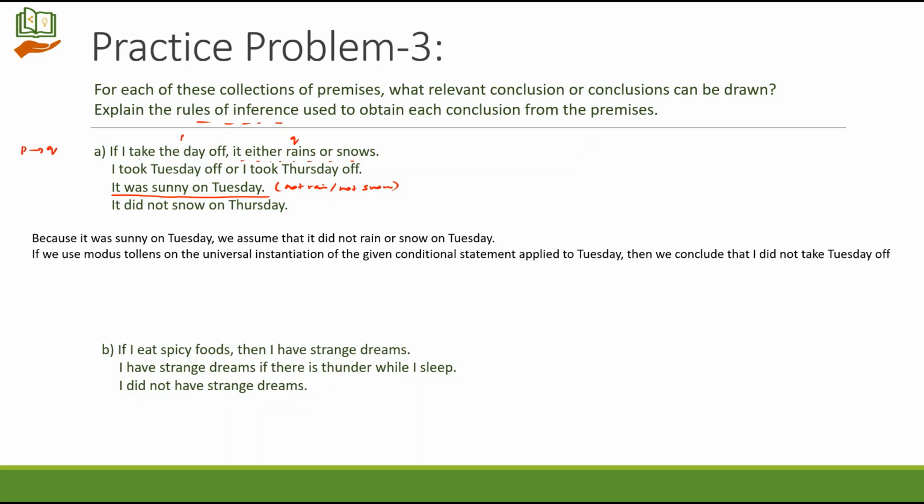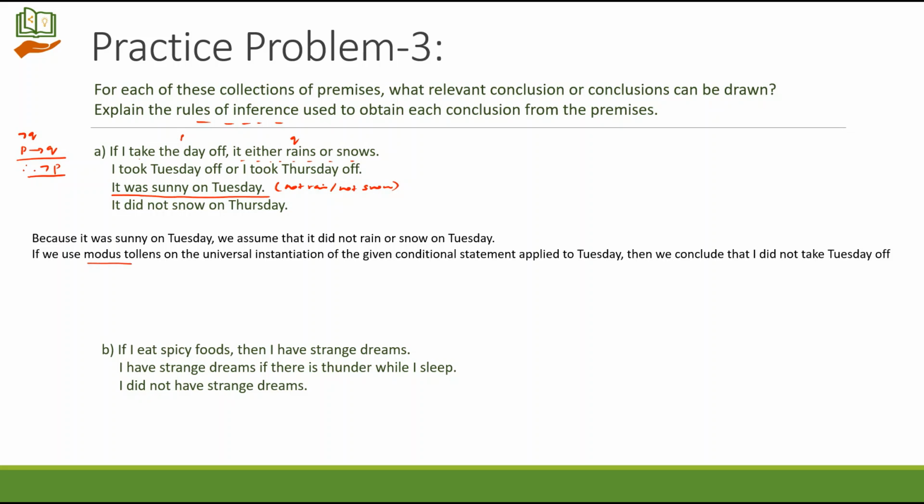Now if I say it was sunny on Tuesday, we can take it as it did not rain or it did not snow on Tuesday. So this will be negation of Q. What can we conclude? We can conclude it is negation of P. From negation of P, what can we say? We can say I did not take Tuesday off. Since it was sunny, I did not take Tuesday off.